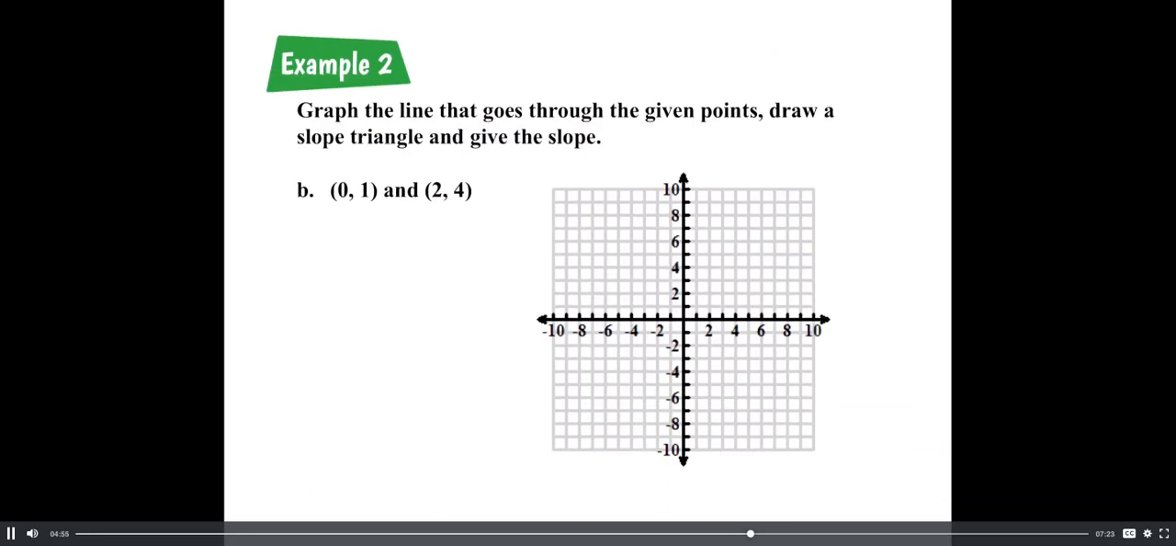Problem B. We'll do this problem together. Plot the point (0, 1) and plot the point (2, 4). Draw a straight line through the points.